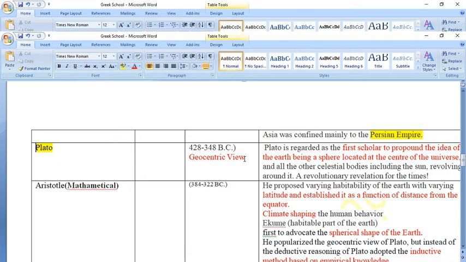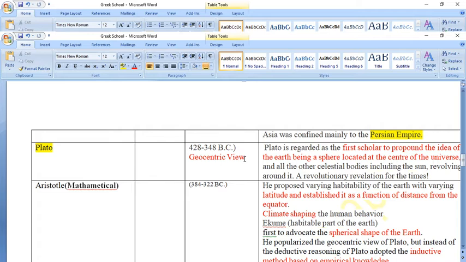And the sun is the center of the universe, and all the planets and satellites are moving around the sun. This is the heliocentric concept. And what is the geocentric concept? Plato believed in the geocentric concept. What is the geocentric concept? The Earth is in the center of the universe.